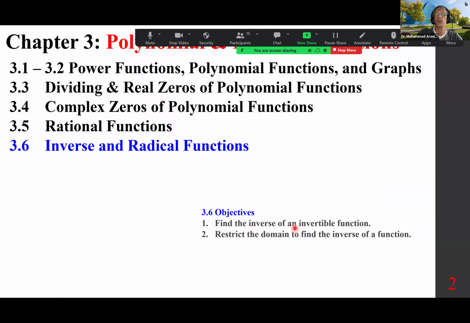Find the inverse of an invertible function. Restrict the domain to find the inverse of a function.